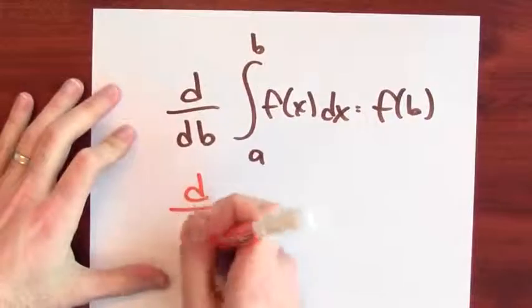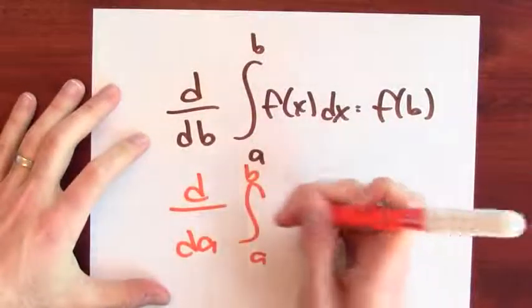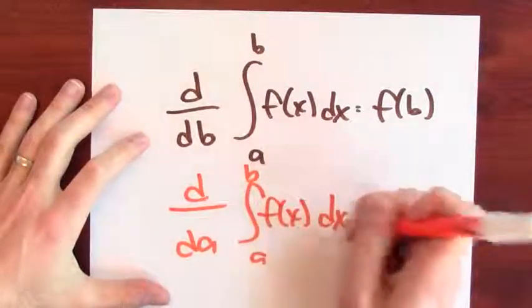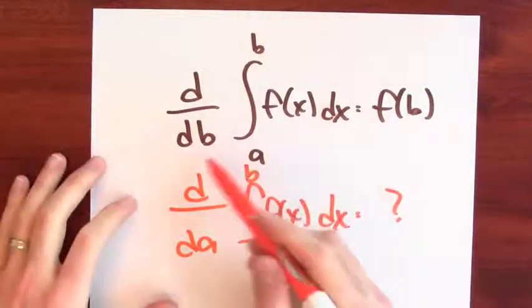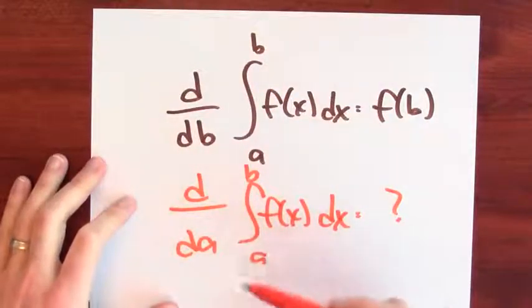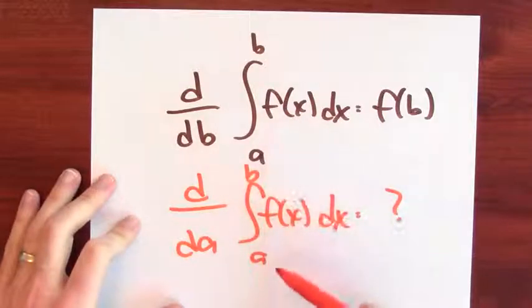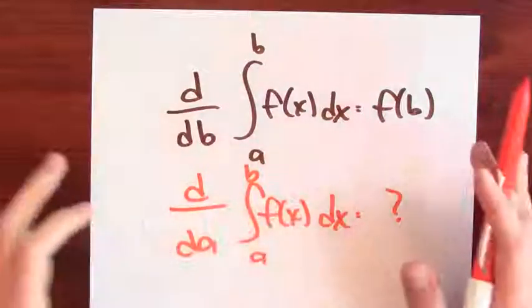But what would happen if I were to differentiate with respect to the left-hand endpoint instead of with respect to the right-hand endpoint? By which I mean, what's the derivative with respect to a of the integral from a to b of f of x dx, right? What happens if instead of differentiating with respect to the top endpoint, I'm differentiating with respect to the bottom endpoint? I'm asking, how is this function as a function of a changing?